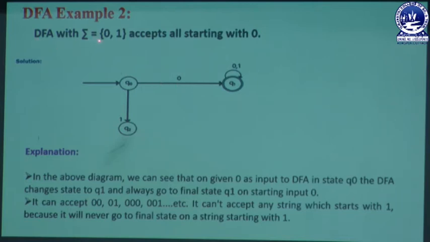The question says the DFA with summation has two parameters, 0 or 1, but accepts all strings starting with 0. That means the starting value should be 0. Then we can create that DFA diagram. So in the above diagram we can see that on given 0 as input to DFA, then from Q0 the DFA changes the state to Q1.